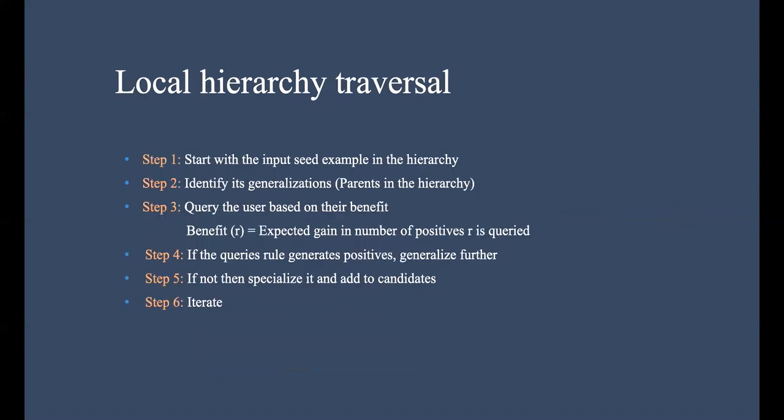All right, so now let's take a closer look at these traversal techniques. This is the algorithm for local traversal. It's not something very tricky. We start with our seed rule. Then we look at its generalizations, which is anything that is a parent node to this rule in the hierarchy. We evaluate them based on the benefit, and we take the best one, which is presented to the annotator. If the annotator responds with a negative, or we see that the benefit values are too low for all the patterns that we have, then we stop generalizing and instead look at the children of that rule. That would be more specializations of that rule. We again look at the benefit scores to pick the best one, and we keep repeating this process.